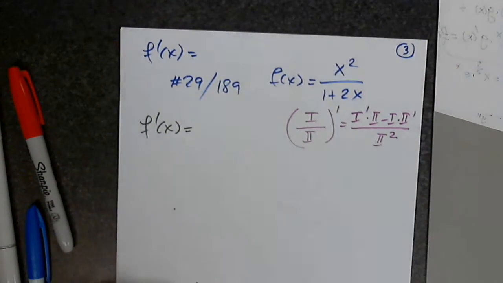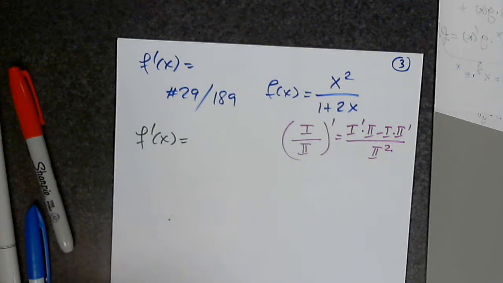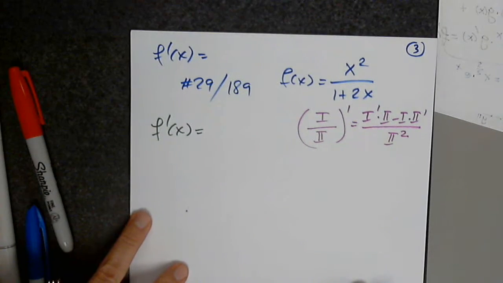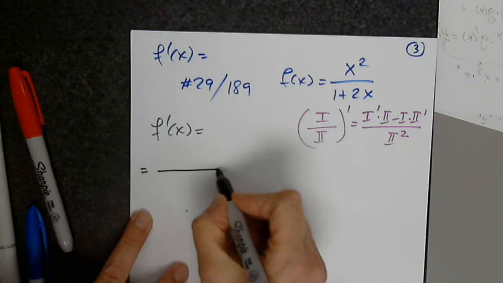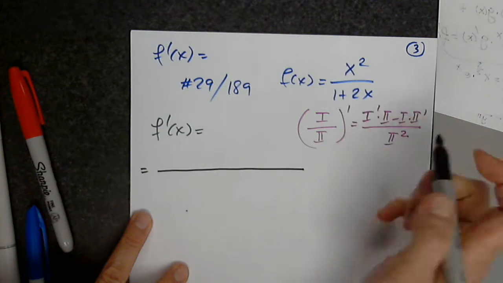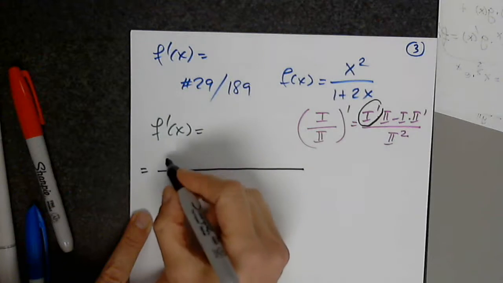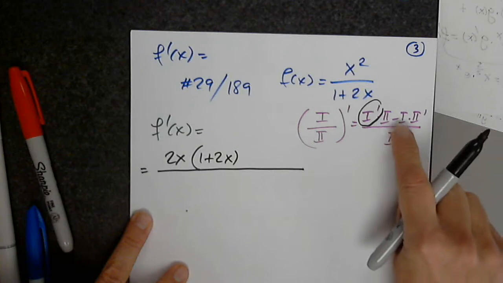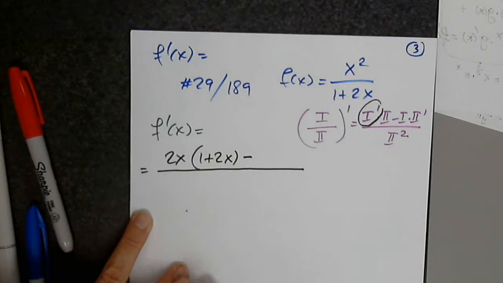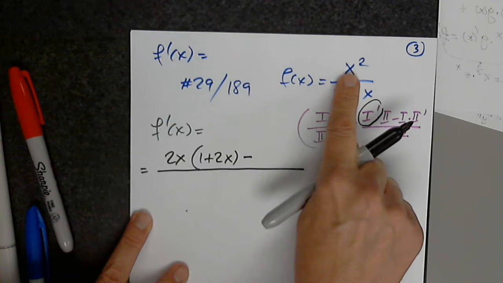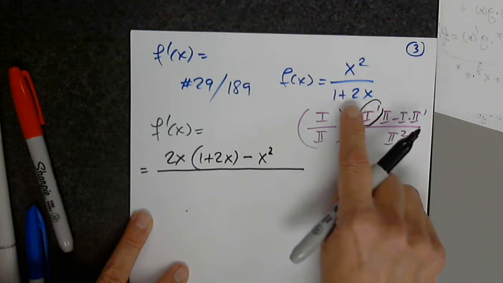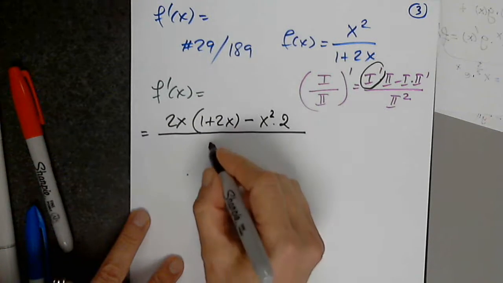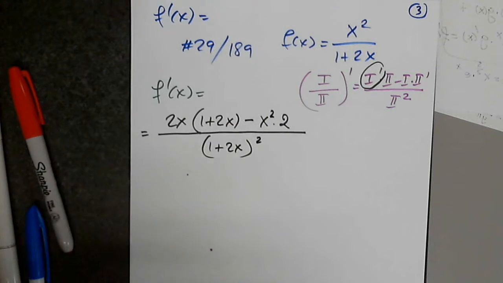Good. So the top function is x squared. The bottom function is 1 plus 2x. What do I do? Yes, I differentiate the top. So this is this prime. Excellent. 2x. Now I have to copy the bottom with parentheses. 1 plus 2x. I got to minus now. I have to copy the top. Very good. And now I have to differentiate the denominator. 2 indeed. And the denominator now, 1 plus 2x, everything squared.